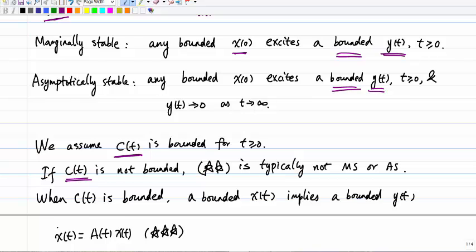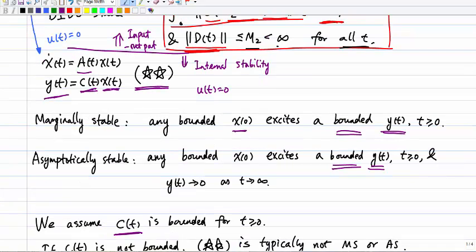So when we assume this Ct is bounded, a bounded xt will imply a bounded y sub t, because if Ct is bounded, then Ct times xt is bounded. So we only need to look at this to make sure that as long as my xt is bounded, then my y sub t is definitely bounded because Ct is bounded.